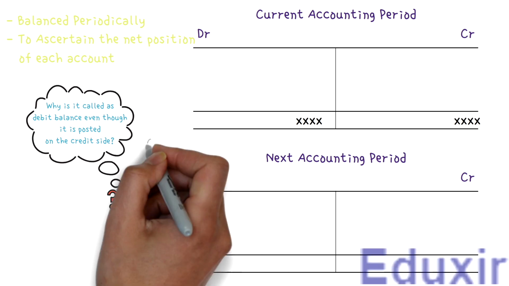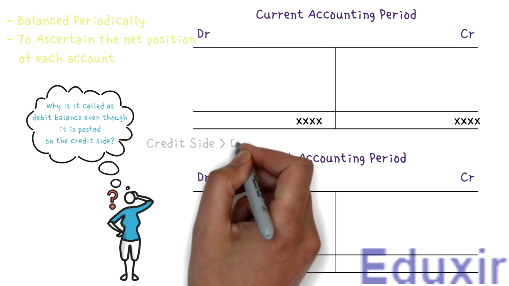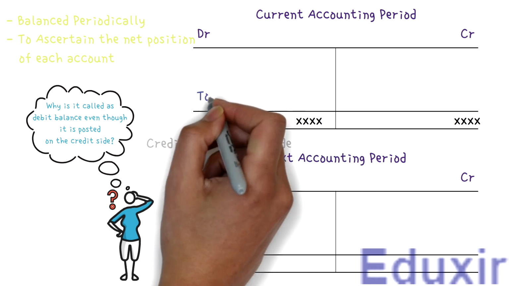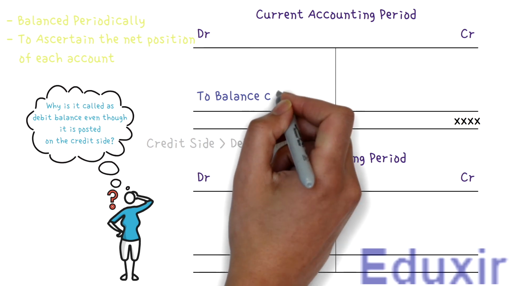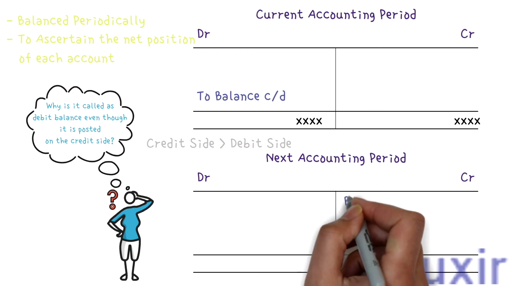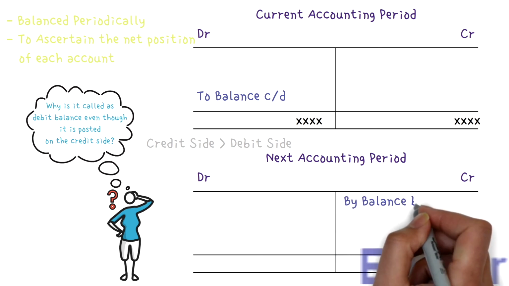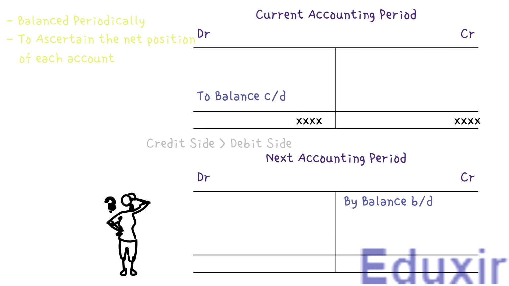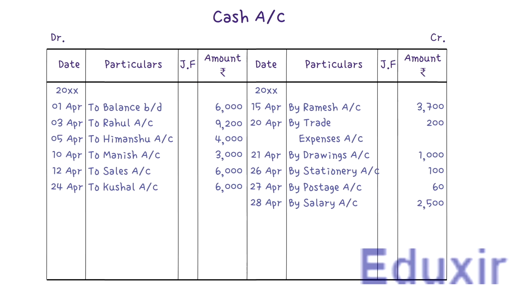On the other hand, when the credit side is more than the debit side, the difference is posted on the debit side as balance carried down. In the next accounting period, it is posted on the credit side as balance brought down. So this is called as credit balance. I hope these details have removed your confusion now and you got a good idea about why they are called as debit balance and credit balance. With this information at our disposal, let us now proceed with the balancing of each of these ledger accounts one by one. Let us start with the first one, that is cash account.